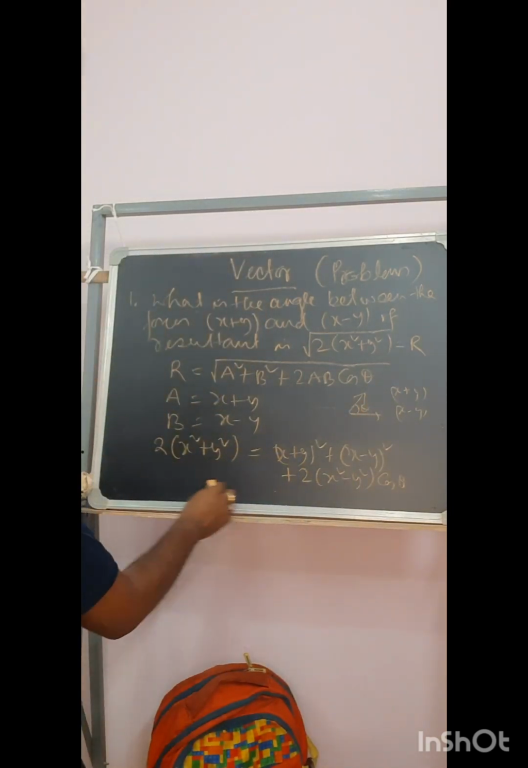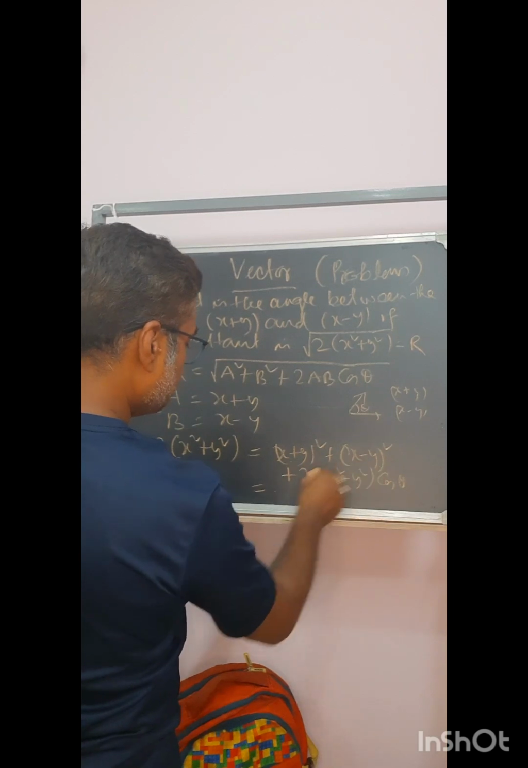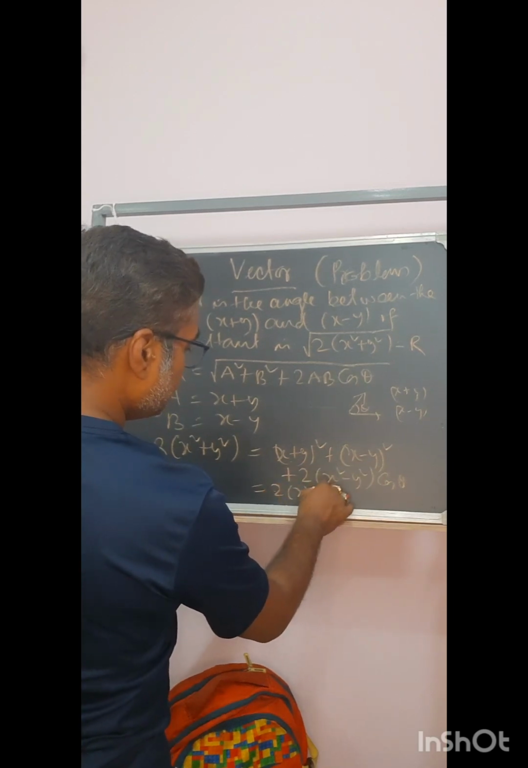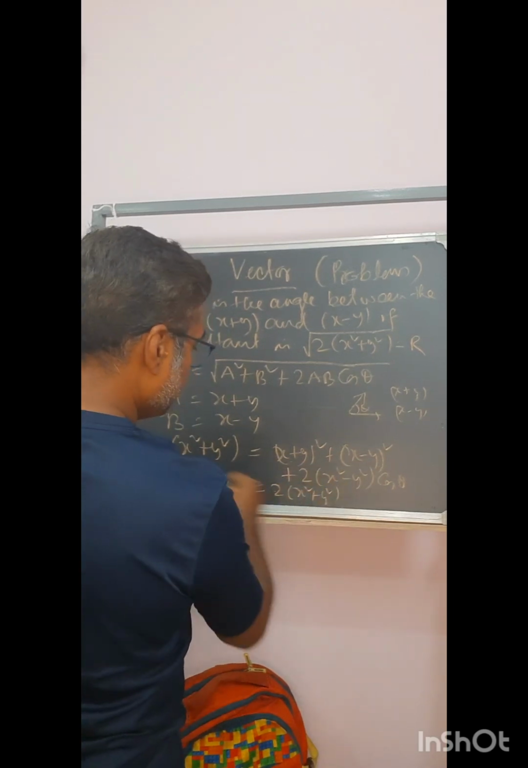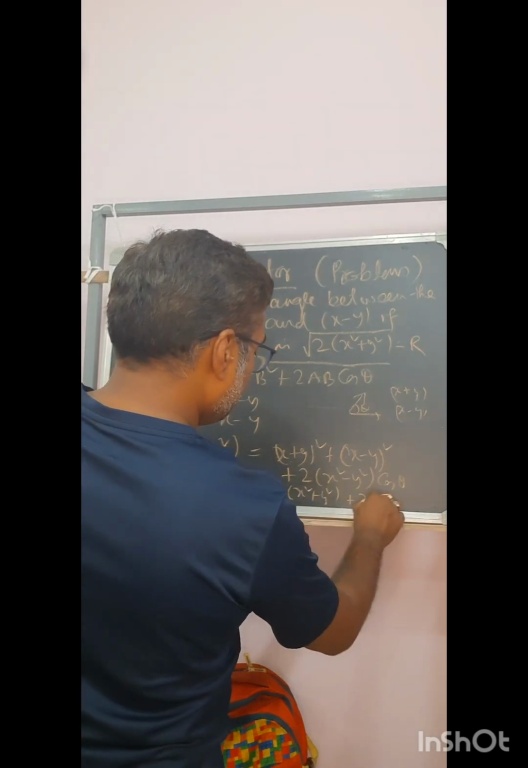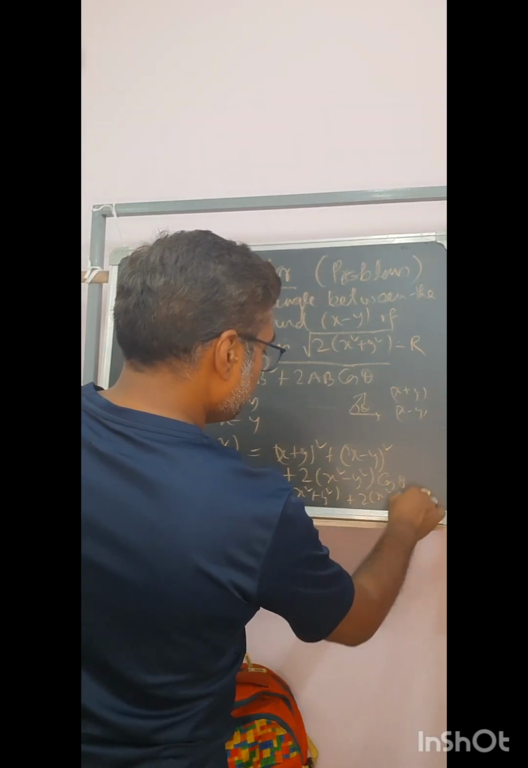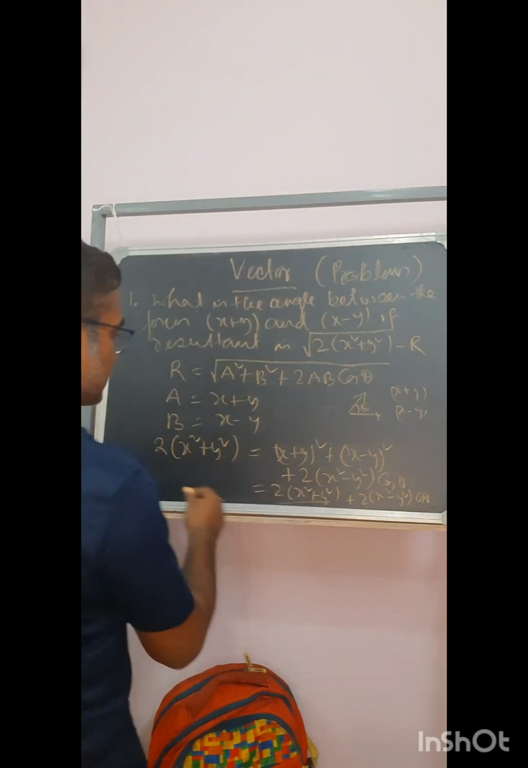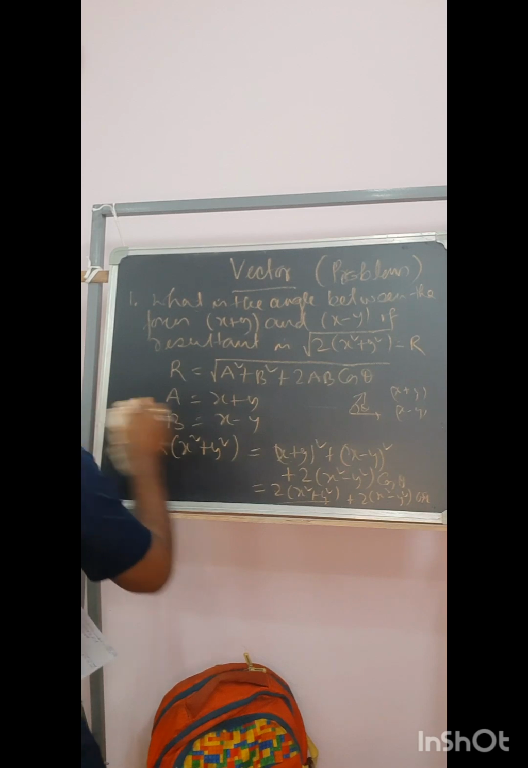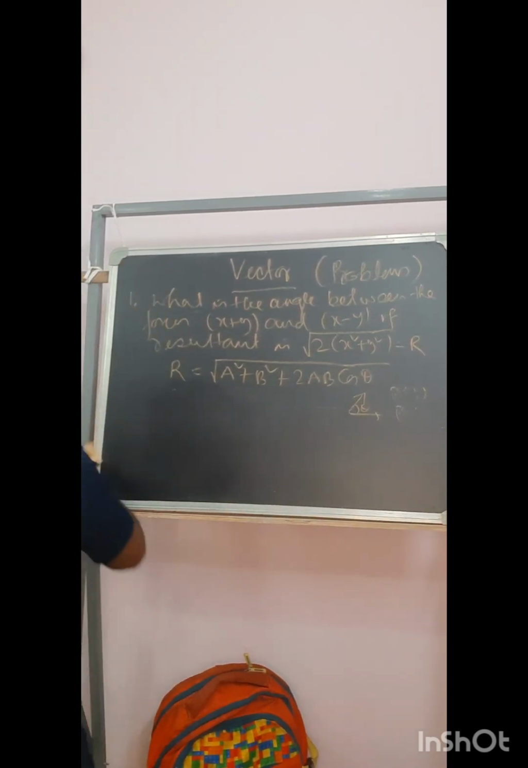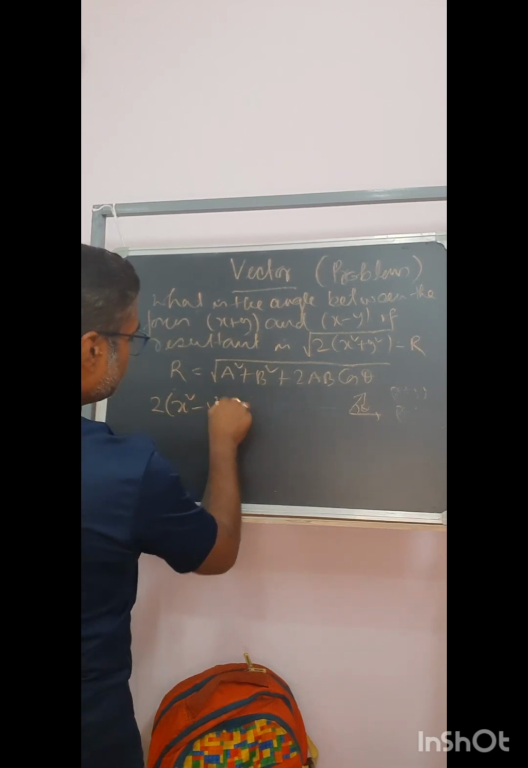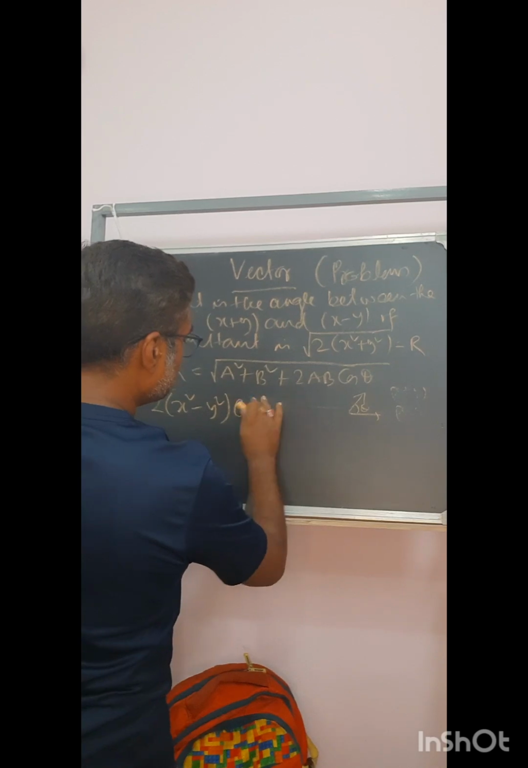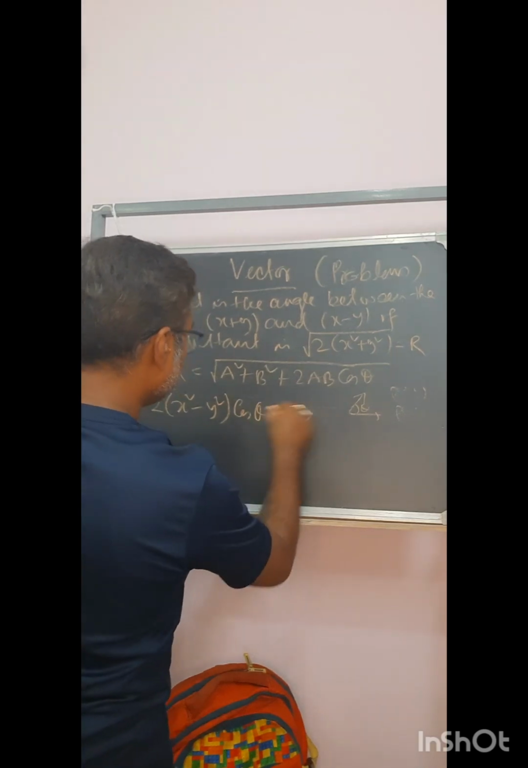From here, if I calculate this and this together, it will be 2 into x square plus y square, the same result as here, and from here the remaining 2 into x square minus y square into cos theta. If it comes to this side, so ultimately we'll find 2 into x square minus y square into cos theta is equal to 0.